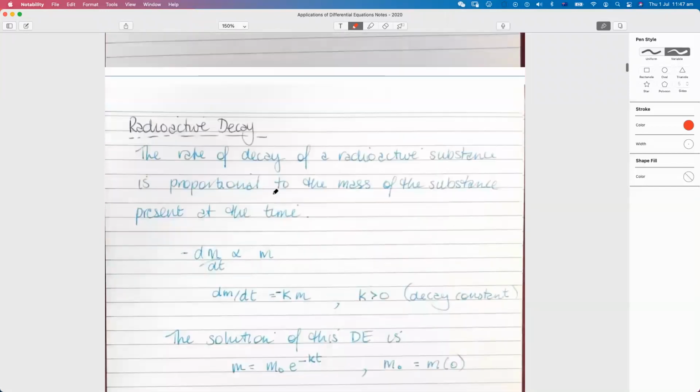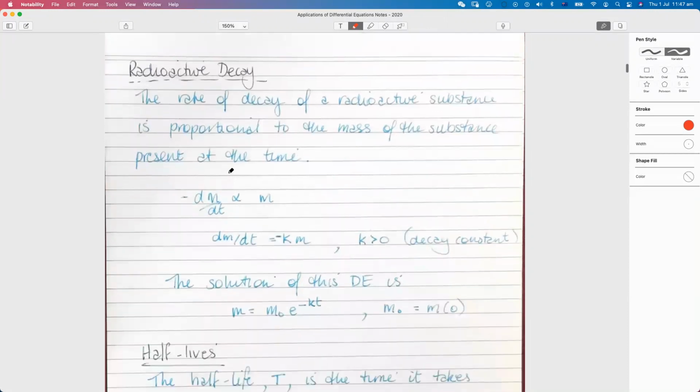Radioactive decay. The rate of decay of a radioactive substance is proportional to the mass of the substance present at the time. And this is a decay. So whenever you hear of decay, that means you're going to put a minus sign. So the negative dm/dt, this negative rate, is proportional to m. So dm/dt is equal to negative km.